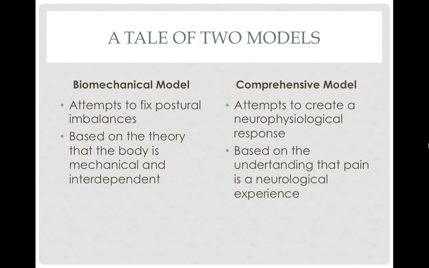The comprehensive model doesn't dismiss this as much as it attempts to create a neurophysiological response as well. So it says, okay, we have this body, but we have to understand that our body's controlled by the nervous system, our central nervous system and our peripheral nervous system. The way I kind of interpreted it was I can come in and I can fix all the light bulbs and furniture and everything in the house. But if I ignore the light switch, some of that stuff may not be as effective.